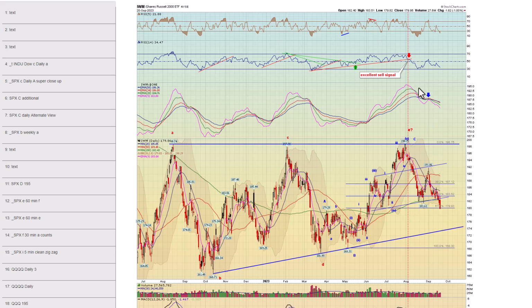Look at your moving average ribbon. It was bullishly stacked. It went bearishly stacked. And on that lower high bounce, it pinched on the underside. That was a good short opportunity.